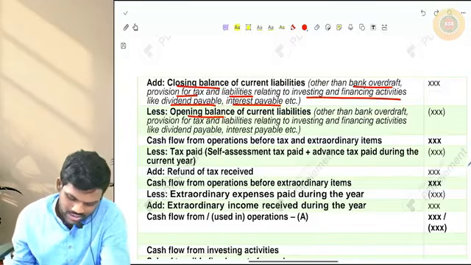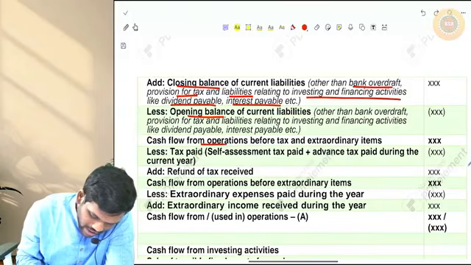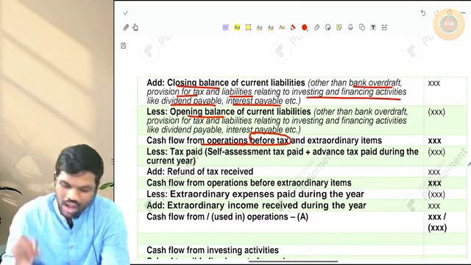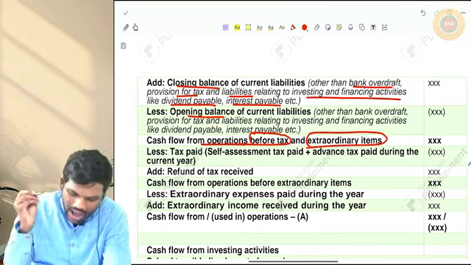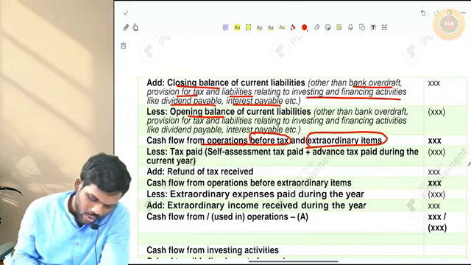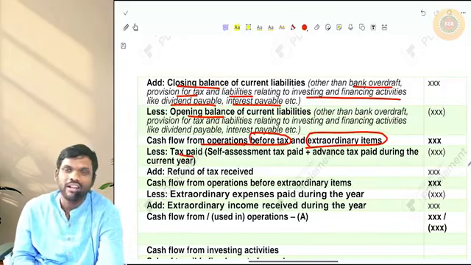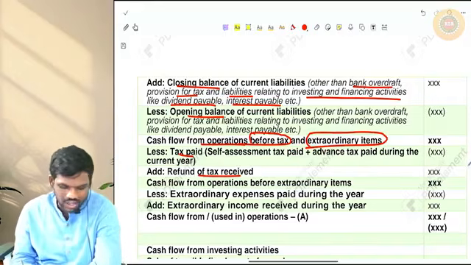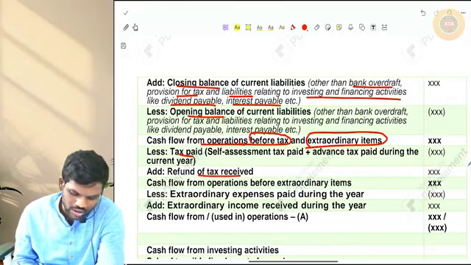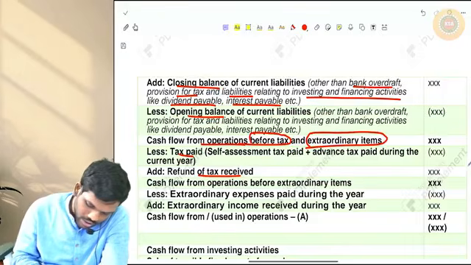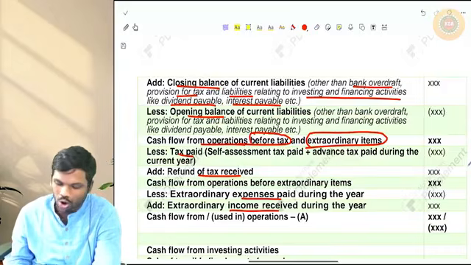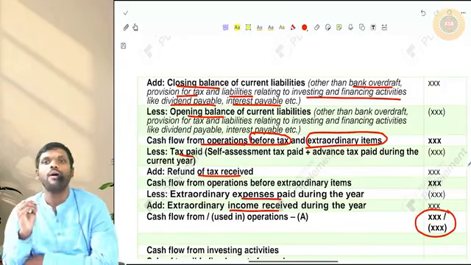Once you do all this, what you get is your cash flow from operations before tax and before extraordinary items. Now, whatever tax you have paid should be subtracted. "No, sir, I have not paid tax, but I have received a refund." That should be added because it is a cash inflow. Any extraordinary cash outflows should be subtracted, and any extraordinary cash inflows should be added. Finally, you will get cash flow from operations.